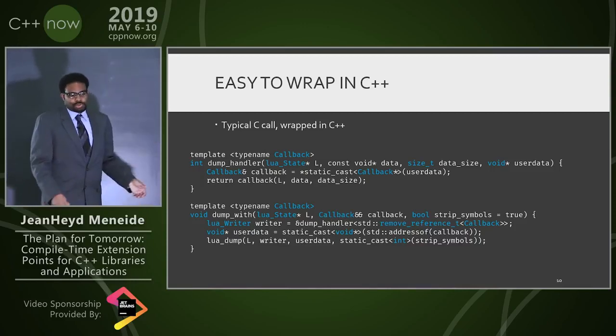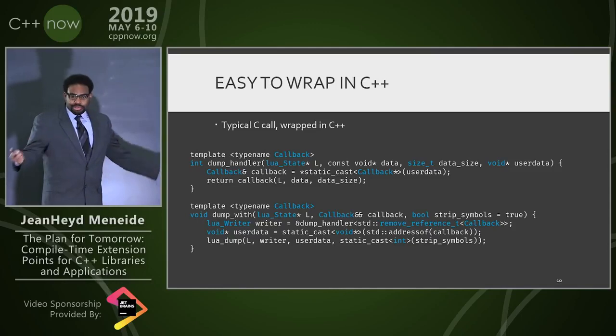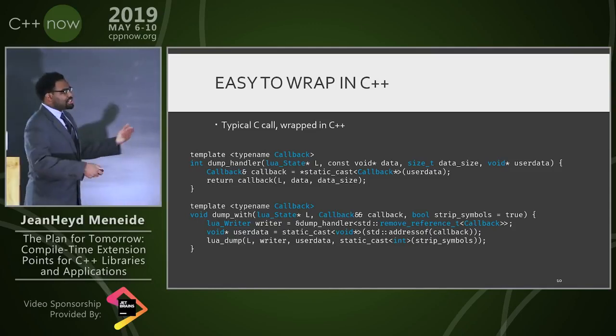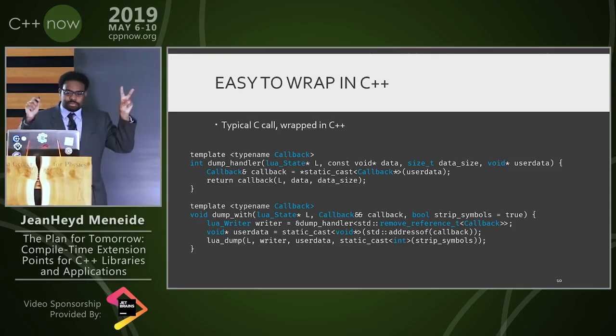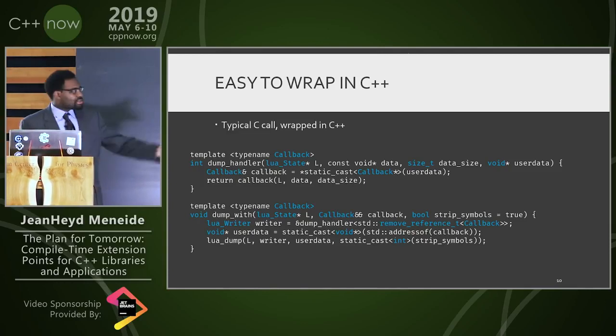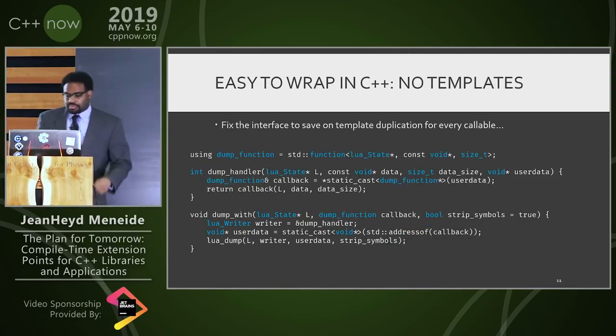So this works with a lambda. This works with a function pointer. This works with any callable, right? And so in this way, it's very easy to make it extensible and type safe, right? You're not the one working with the void pointer. The internals of the API are.